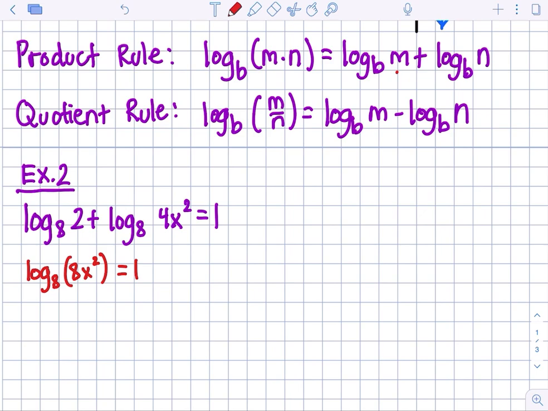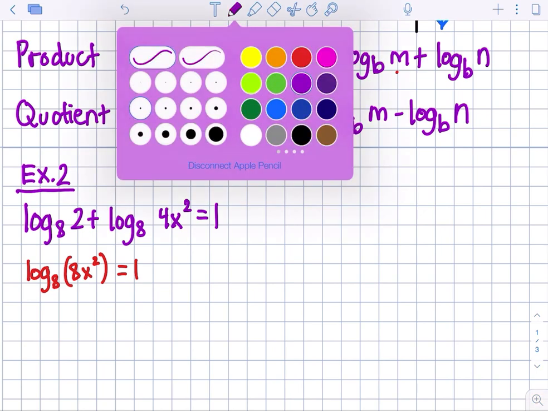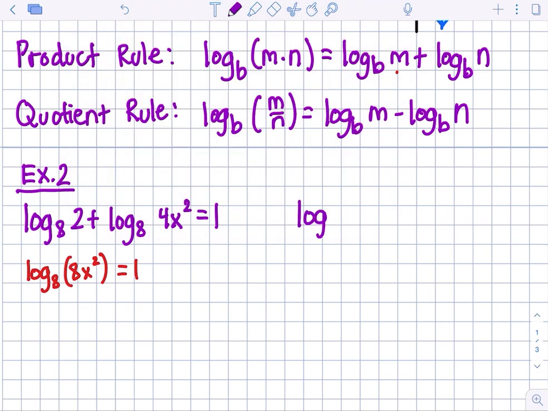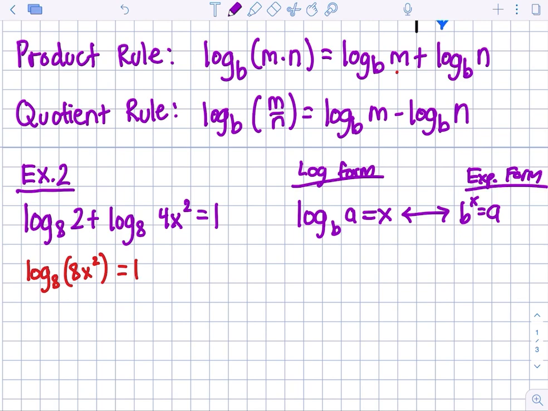Now you guys have to get used to your log rules. So remember, log base b of a is equal to x. That's log form. And we have b to the x is equal to a. That's exponential form. So right now, this is in log form, right? Because there's a log. So now we have to get it to exponential form.